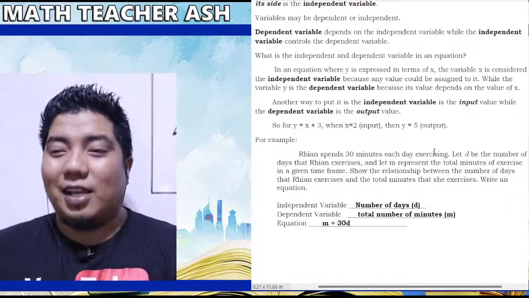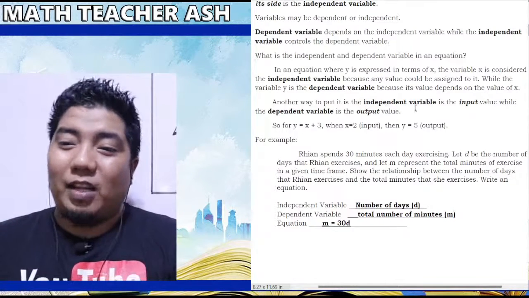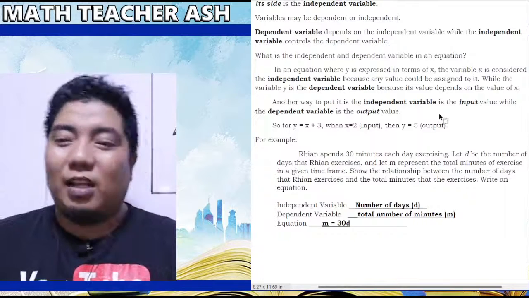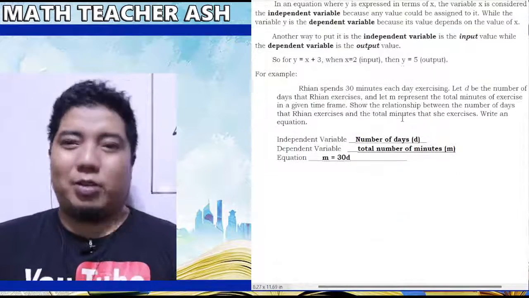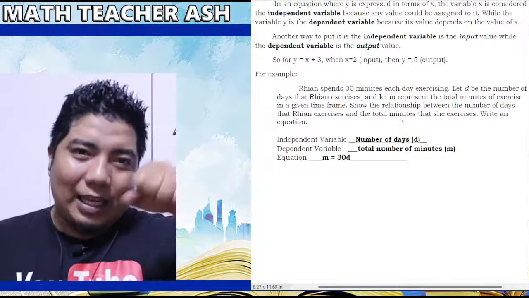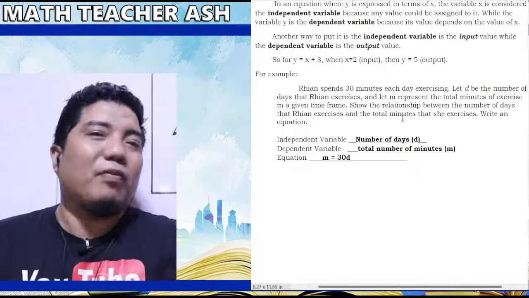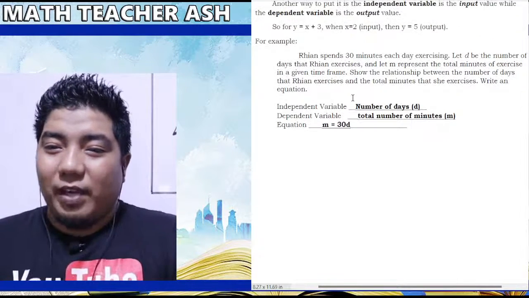So ganun lang kadali, my dear math learners. Another way to put it is that the independent variable is the input while the dependent variable is the output. So, yun yung pinagbabasehan natin. So, si x ang nagiging input natin, nakabase ang value ni y, depende kay x. Alright. So, we have here an example.